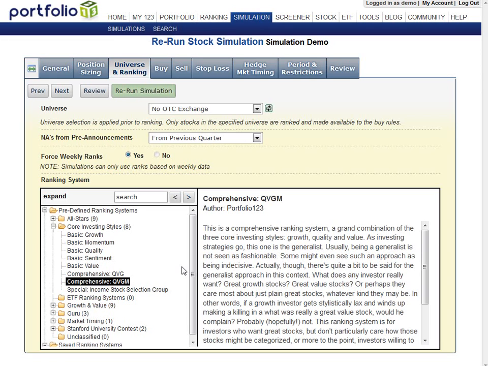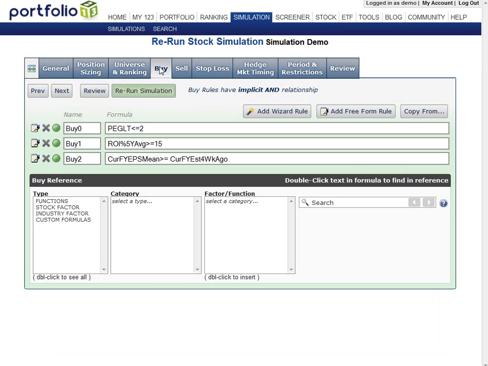Now, many members would like to refine it further, and also require that the stocks they choose meet certain buy conditions. Before being eligible to be chosen based on the QVGM model, a stock must meet each of these three tests. These are user-specified tests. You can specify them in the simulator, or you can copy them from a screen that you've previously created.